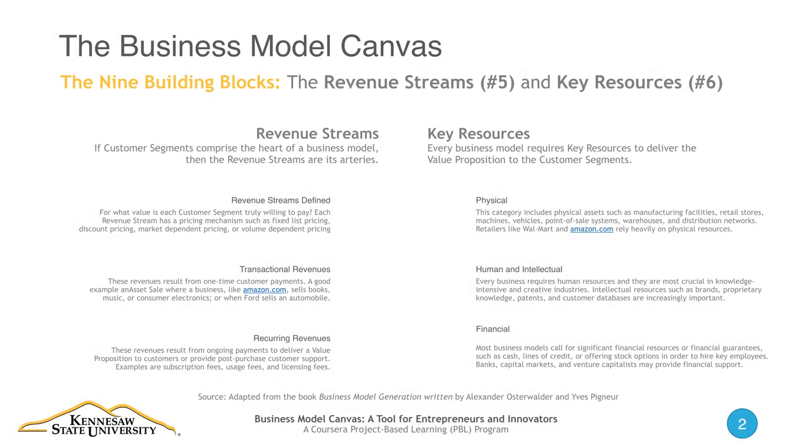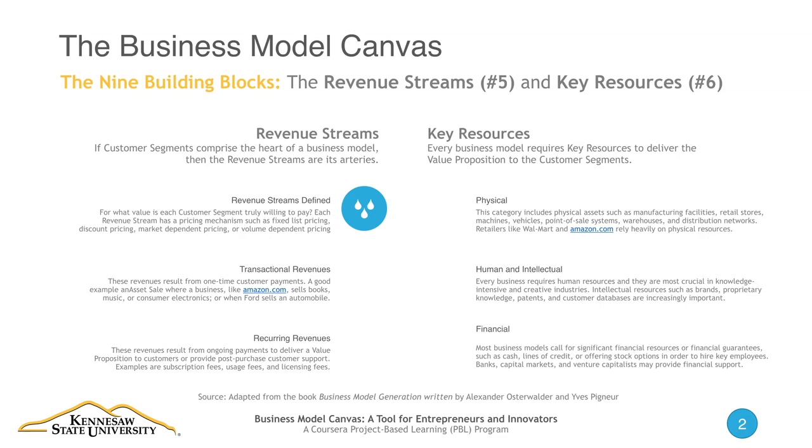At the basic level, the revenue streams building block attempts to answer the question, for what value or price will the customer segment be willing to pay? The most common techniques to determine your pricing strategy are fixed list pricing, discount pricing, that's where you start high and then offer discounts to attract customers, volume-dependent pricing, and market-dependent pricing.